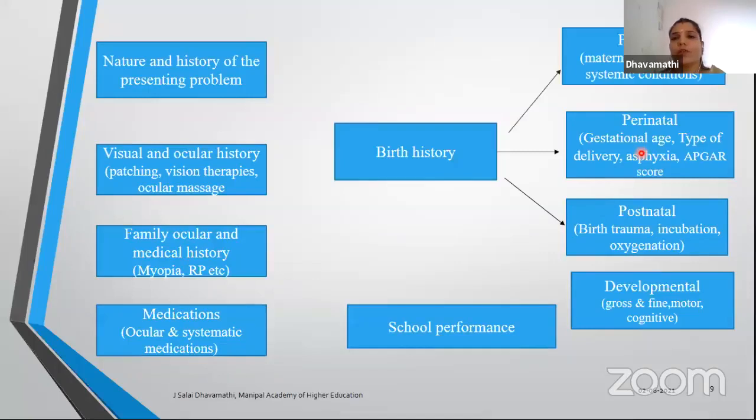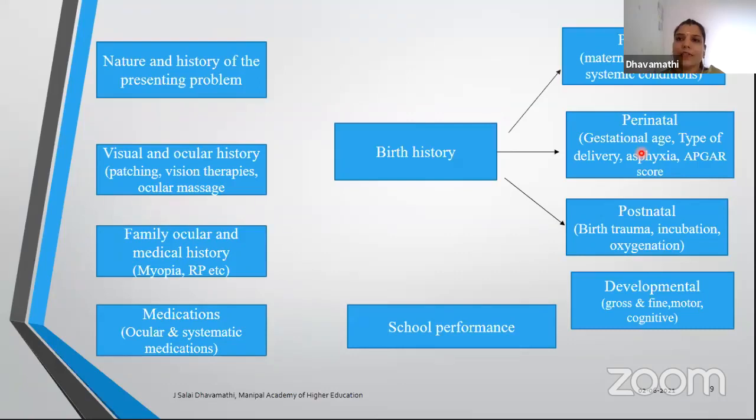Also, don't forget to ask about the family ocular and medical history. Family history, mainly of the parents: history of myopia in parents, retinitis pigmentosa, and consanguinity, you can ask here. Medications: ask about both the ocular and systemic medications the child is taking. Also, don't forget to ask for any lab reports, whether the child has had any CT scan, or if hydrocephalus is there, whether a brain scan was done.